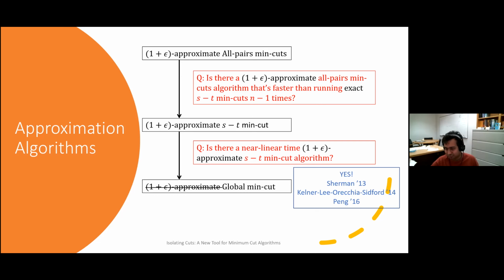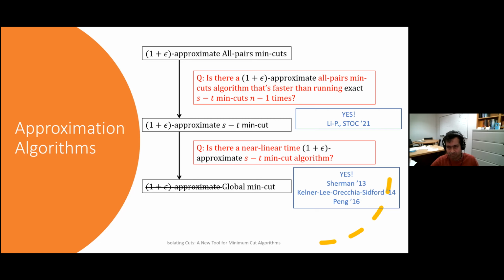In a series of beautiful works, Sherman, then Kelner, Lee, Orecchia, and Sidford, and eventually Richard Peng, gave algorithms that solve approximate max flow, 1 plus epsilon approximate ST min cut, in near linear time. These papers differ in what near linear precisely means. It could either be logarithmic factors or sub-polynomial terms, but that's a lower order point. And in recent work using the isolating cuts framework, Jason, Lee, and I showed that indeed you can also solve the question on top.